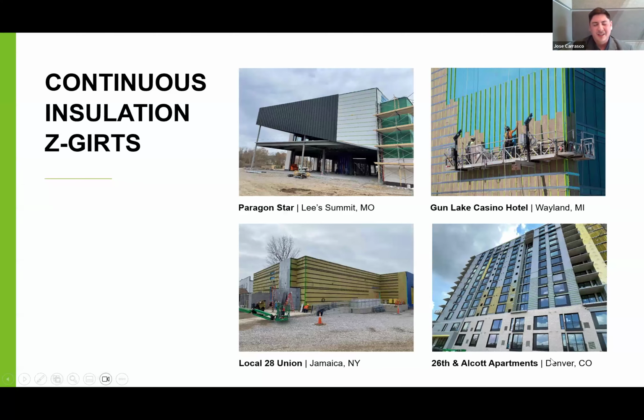This here just gives you a sense of what continuous insulation Z-girts look like in practice. So as you can see on screen there, those green lines that you see are those Z-girts that we saw on the previous slide. On the top there, you can see a horizontal versus a vertical installation. You can see that it's compatible with different types of insulation.